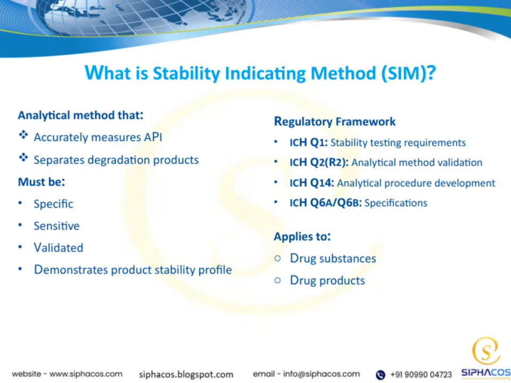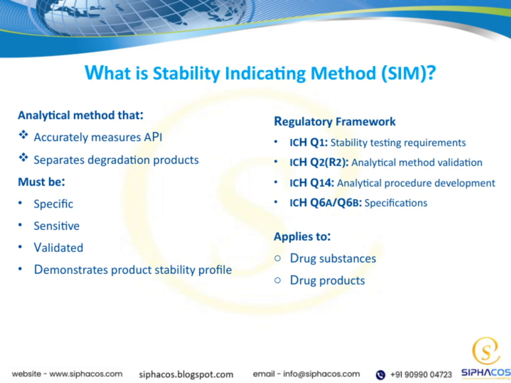Now, a key concept here is the stability indicating method, or SIM. This is an essential analytical method because it accurately measures the active pharmaceutical ingredient, or API, in the presence of any degradation products. Essentially, a SIM must be able to separate those degradation products from the API to give us a clear picture of the product's stability.